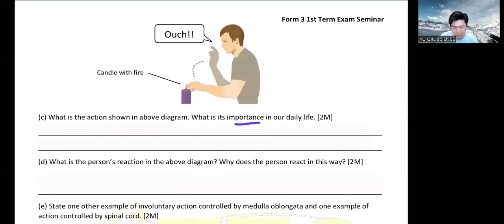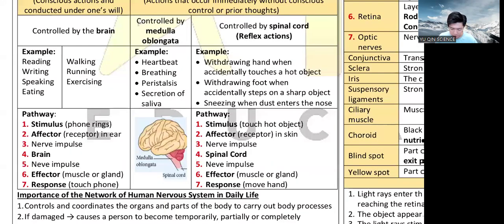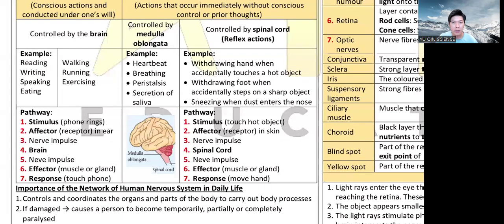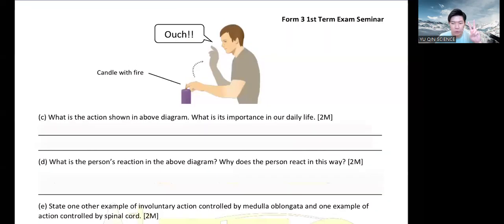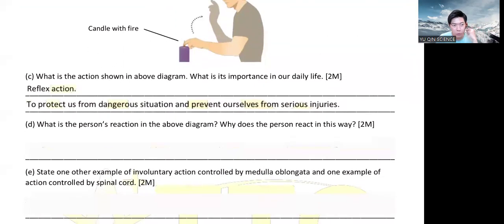Number two, what is the importance? The importance is to prevent you from injury. There are many ways you can write. You can write to prevent our body from serious injury, or to prevent our body from getting hurt, something like that. So 2 marks. Always look at the marks and decide the points that you must have. So reflex, number one. Number two, protect us from dangerous situation, or you can just write prevent ourselves from serious injury.